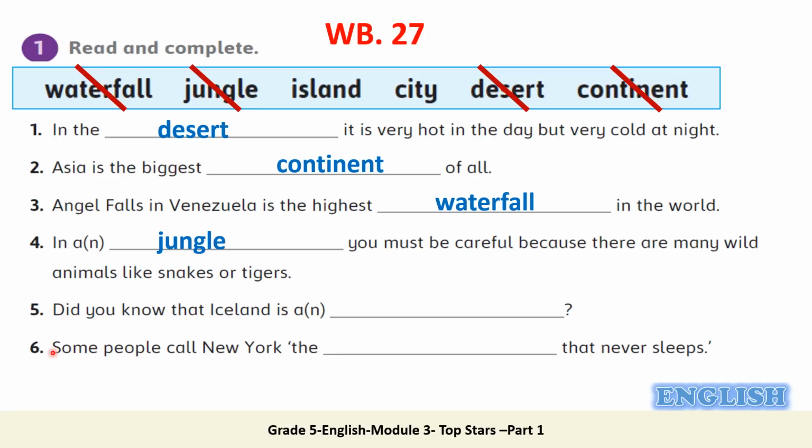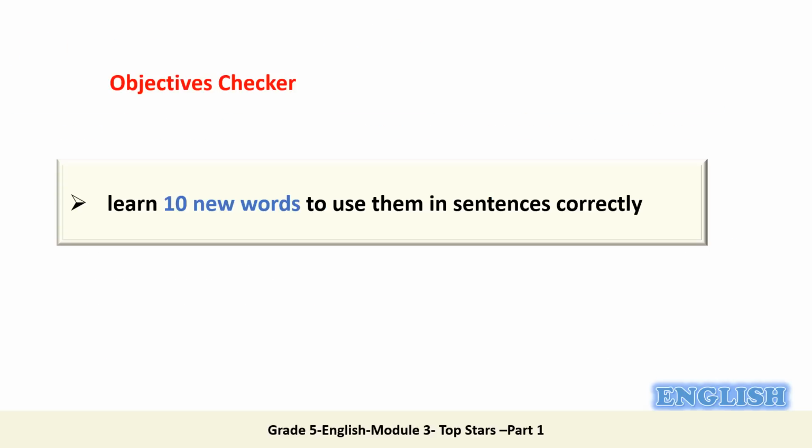Jungle. Did you know that Iceland is an island? Very good. Some people call New York the space that never sleeps. It's the city that never sleeps. Well done. Have we learned 10 new words and used them in sentences correctly? Of course, yes.